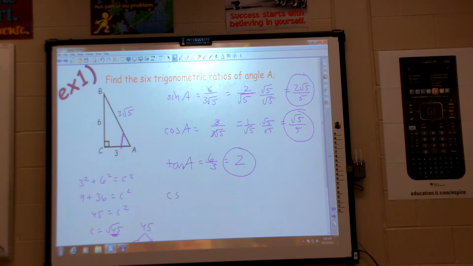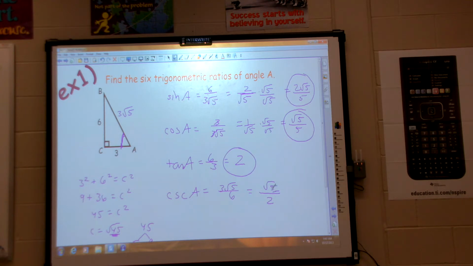Let's do cosecant. Now, cosecant is the reciprocal of sine. So here's where I can do it. Sine would have been 6 over this. Yes? So cosecant is going to be this over this. So I have 3 square root of 5 over 6. But don't forget that 3 and 6 reduce. Square root of 5 over 2.